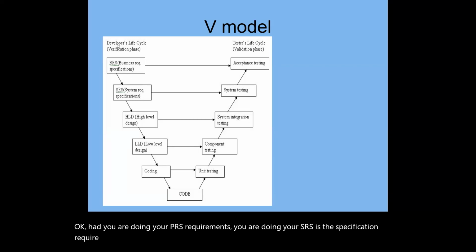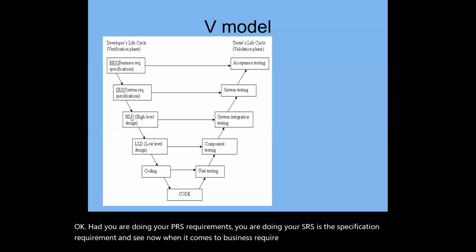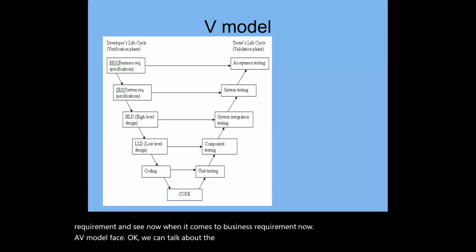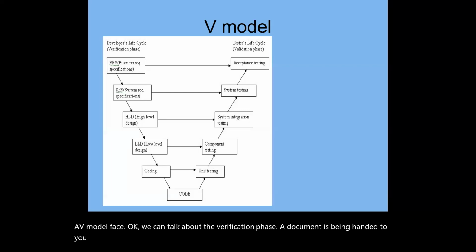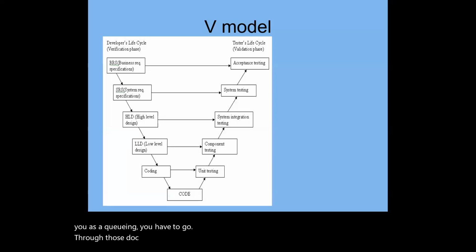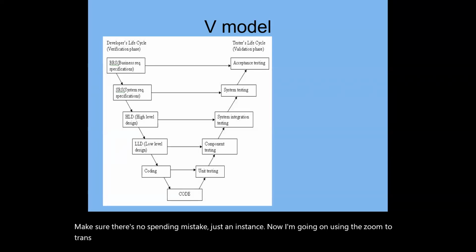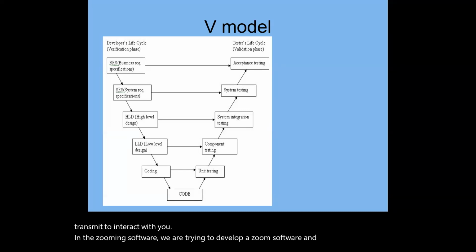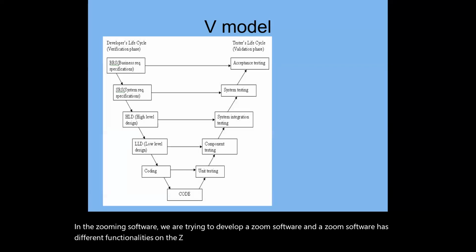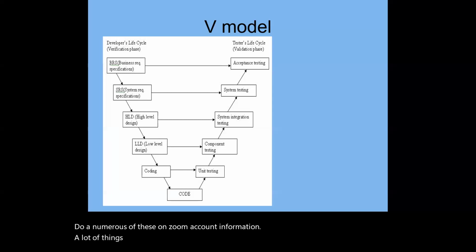Now, when it comes to business requirements in the V model, we're talking about the verification phase. A document is handed to you as a QA. You have to go through that documentation thoroughly. Make sure there's no spelling mistake. For instance, now I'm using Zoom to interact with you. We are trying to develop Zoom software, and it has different functionalities. You can share, and you can do numerous things on Zoom. Let me take the sharing page as an example.